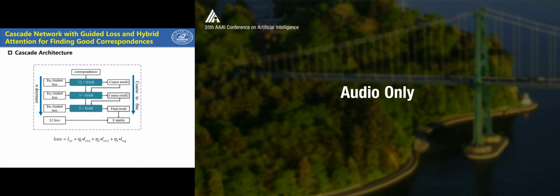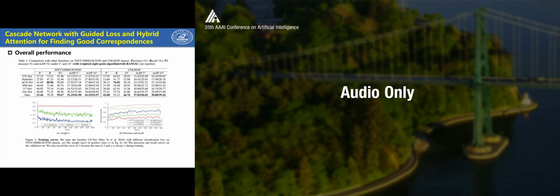Finally, the E matrix is computed by performing the weighted 8-point or RANSAC algorithm on the final result, and it is supervised by an L2 loss. Next, we present the overall performance of our network. We compare our network with other state-of-the-art methods, including CNNet, PointNet, ACNNet, NMNet, N3Net, and OANet on both two datasets. These experiments demonstrate that the proposed network behaves favorably to the state-of-the-art approach.